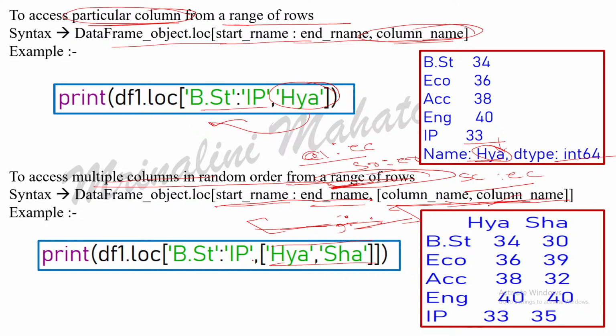Look here. BST to IP is the range of rows and this is the random order of columns, both students' marks. Look here, whenever there is one column, the column name comes at the last as the name, and that student's marks are there. But whenever more than one column is there, the names come as headings. Because how will the user or programmer understand it otherwise? That is why the output is generated like this.